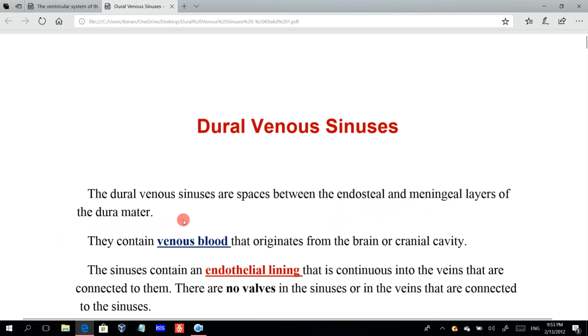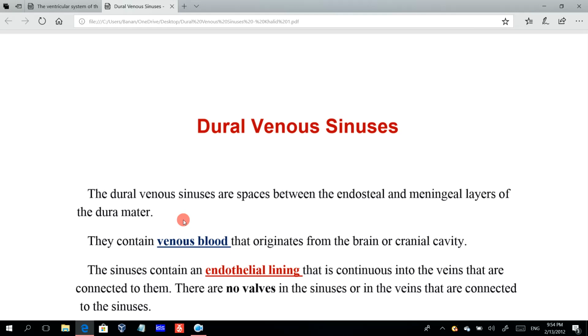If you remember in the previous lecture, when we talked about the meninges of the brain, we said that the dura mater is composed of two layers: an outer layer, which is called the endothelial or petrosal layer, which is attached firmly to the inner surface of the skull bone, and an inner layer of dura mater, which is called the meningeal layer. These two layers are attached to each other firmly, but they are separated in certain places within the cranial cavity to form spaces, and these spaces, as we said, are called the dural sinuses.